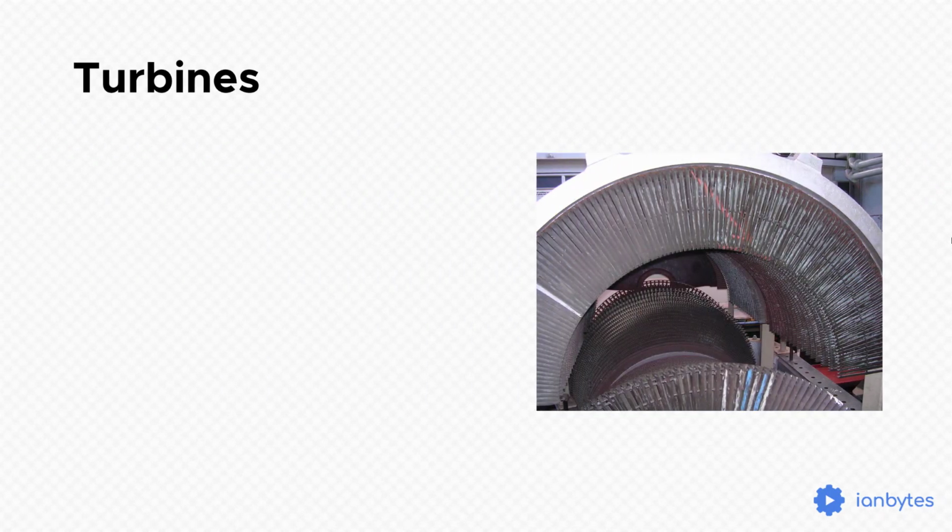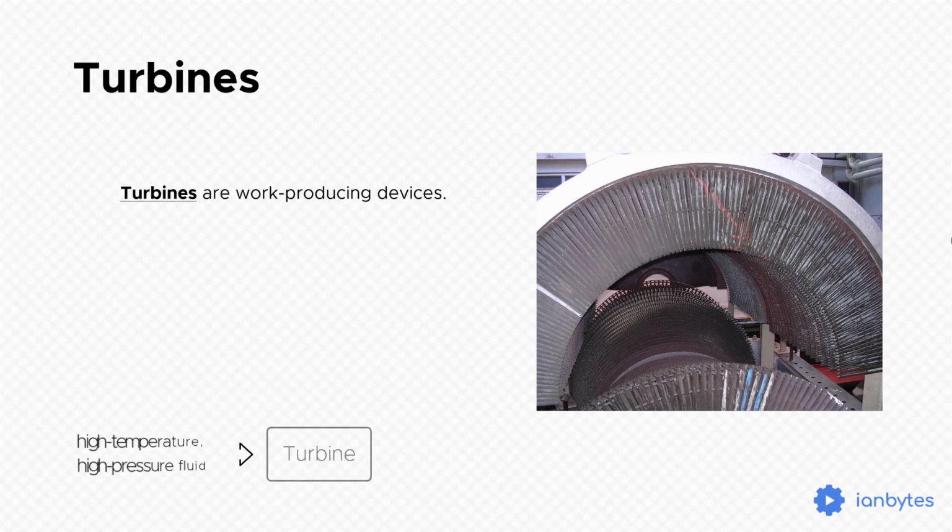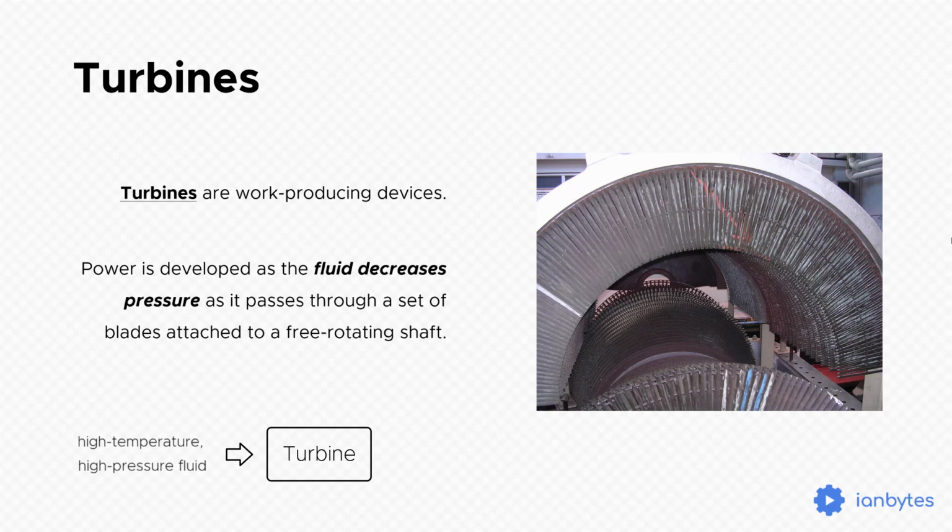Next, we have turbines. Turbines are power-producing devices. Ibig sabihin, ang primary purpose niya ay makapagbigay ng power output, usually in the form of electricity. Mula sa high-temperature, high-pressure fluid sa turbine inlet, energy is harnessed as the fluid passes through a set of blades connected to a rotating generator shaft. As a consequence of this, magiging mababa na ang energy content ng ating working fluid at the turbine outlet. This is manifested by its decreased temperature and pressure.